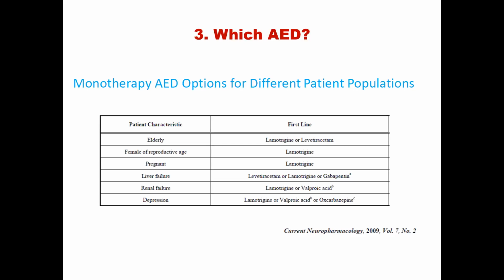So particular drugs which are particular to the age group: in the elderly, better you use lamotrigine or levetiracetam. In a female of reproductive age group, pregnancy, that time lamotrigine would be the better option. If a patient is having liver failure, use levetiracetam or lamotrigine or gabapentin. If renal failure is there, use lamotrigine or valproic acid. If the patient is having concomitant depression, again you can use valproic acid, oxcarbazepine, or lamotrigine derivatives.